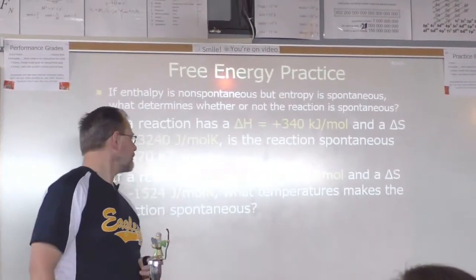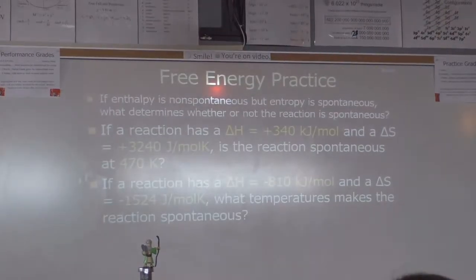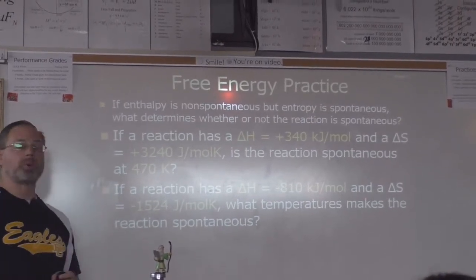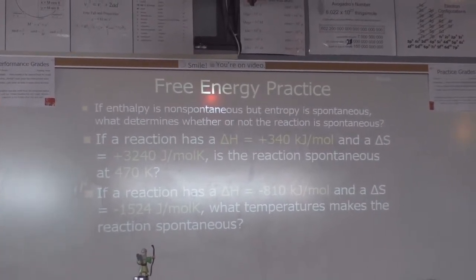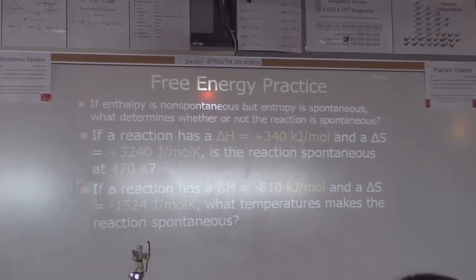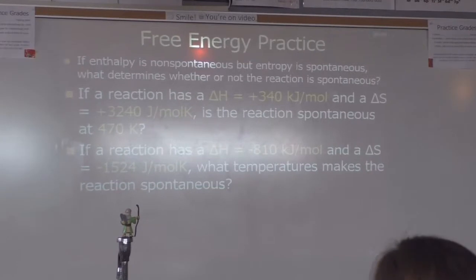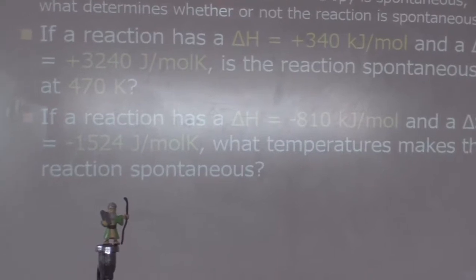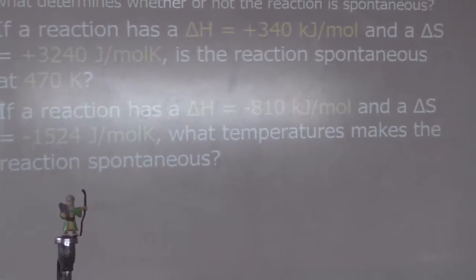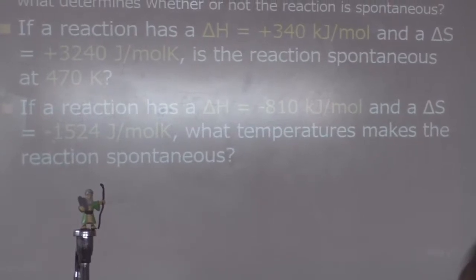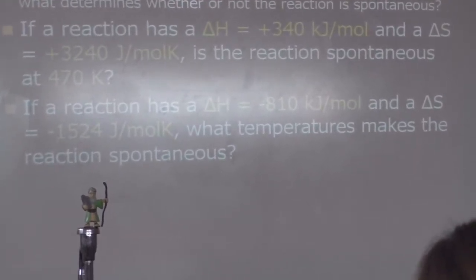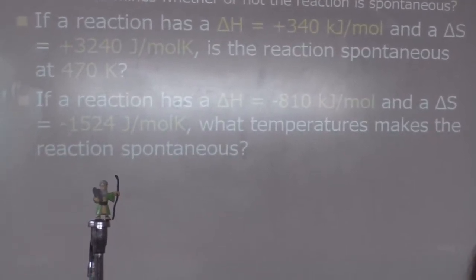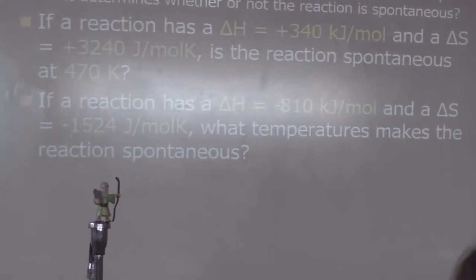So take a look. If a reaction has a delta H of -810 kilojoules per mole, and a delta S of -1524 joules per mole Kelvin, what temperatures make the reaction spontaneous? Set it equal to zero and solve for T. Basically, there's a range of temperatures where the reaction is spontaneous and a range where it is non-spontaneous. We want to know what that tipping point is. What temperature makes the entropy term small enough that the reaction becomes spontaneous? Set G to zero and solve for T.